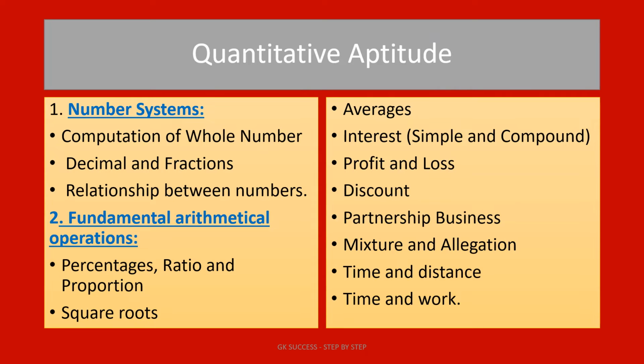Under part 2, fundamental arithmetical operations, the topics may be percentages, ratio and proportion, square roots, averages, simple and compound interest, profit and loss, discount, partnership business, mixture and allegation, time and distance, time and work. These are the topics covered by quantitative aptitude in the first and the second part.